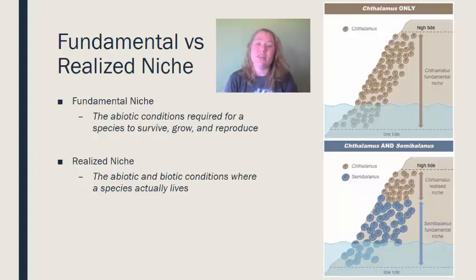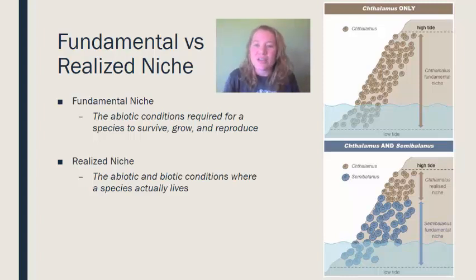This can lead into the idea of fundamental versus realized niche. Now, a fundamental niche is the abiotic conditions that are required for a species to grow, survive, and reproduce. So we have the example of the barnacles over here on the right-hand side of the screen. You can see that the brown barnacle at the top, please don't make me say that name, I've never been able to pronounce it correctly. So the brown barnacle has a fundamental niche, so that means they could, in theory, survive, grow, and reproduce anywhere from high tide down to low tide.